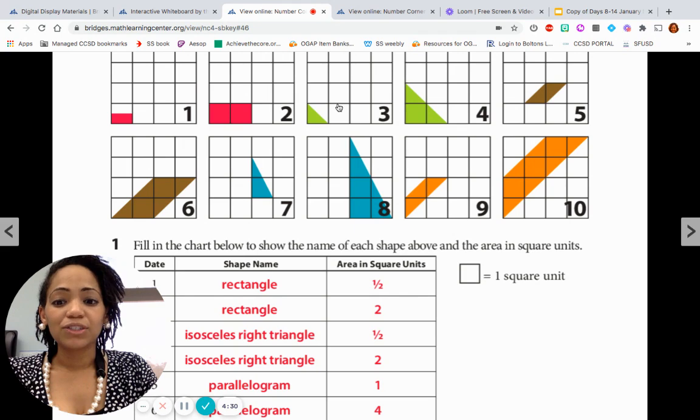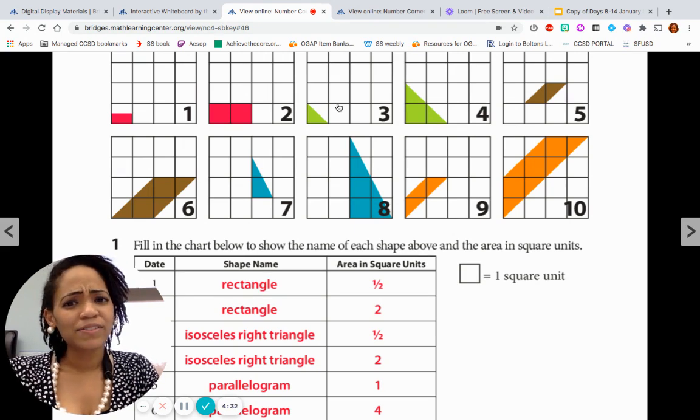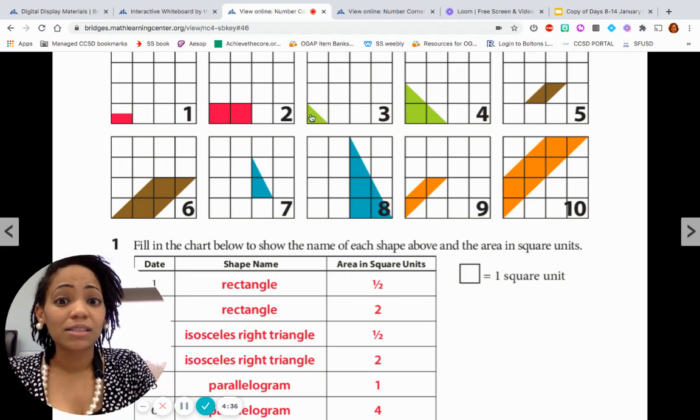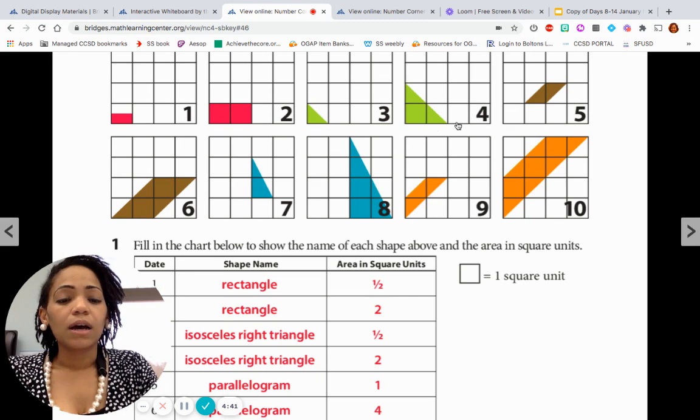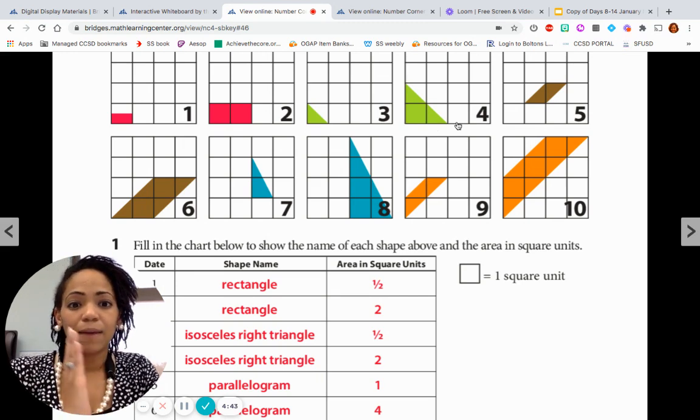Then we have a right triangle. And I was very specific when I posted it, and I did put isosceles because we have 2 sides that have the exact same side length, and that makes it isosceles.